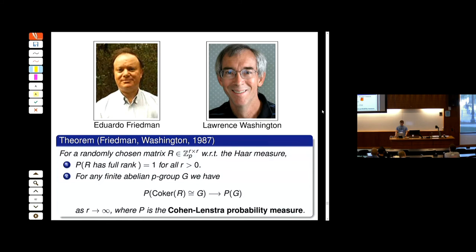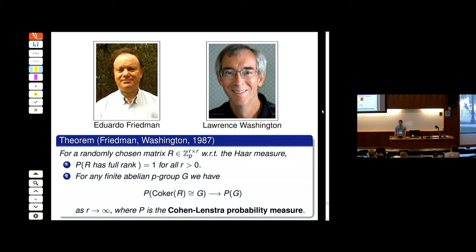And for any finite abelian p-group G you pick, the probability that the cokernel of the matrix, the quotient of Z_p^r modulo the column space, is isomorphic to G tends to the Cohen-Lenstra probability measure as r goes to infinity. So you were asking about r. As you make the matrices larger and larger, this holds, but not for small matrices. If you fix r equals 3, you cannot have more than 3 generators; the number of cyclic factors of your abelian group cannot be bigger than 3. If you let r go to infinity, there may be larger and larger groups, but also things might cancel out and you get a small group sometimes.